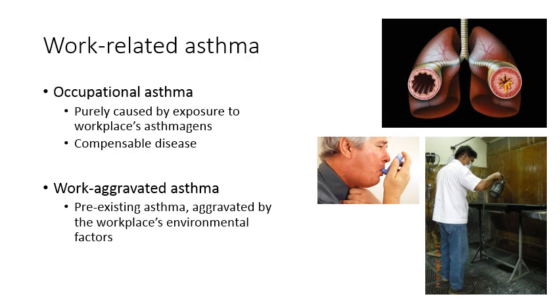Work-aggravated asthma is the pre-existing asthma aggravated by exposure to workplace's environmental factors. The onset can be either during childhood or adulthood. The patient typically has a history of asthma before entering a particular workplace. Following repeated exposure, the asthma becomes worse.